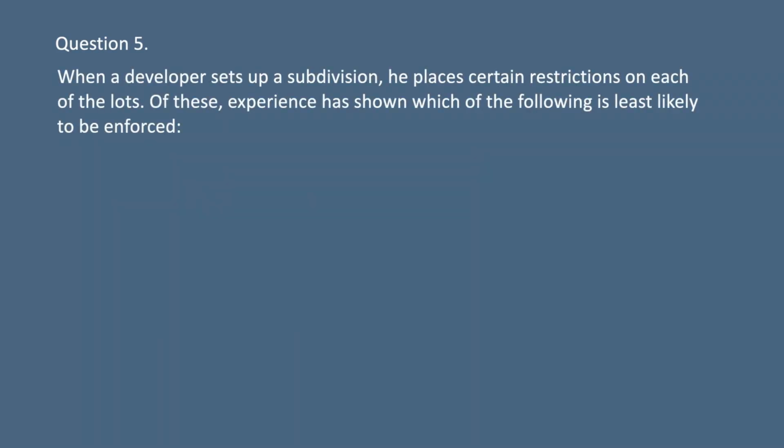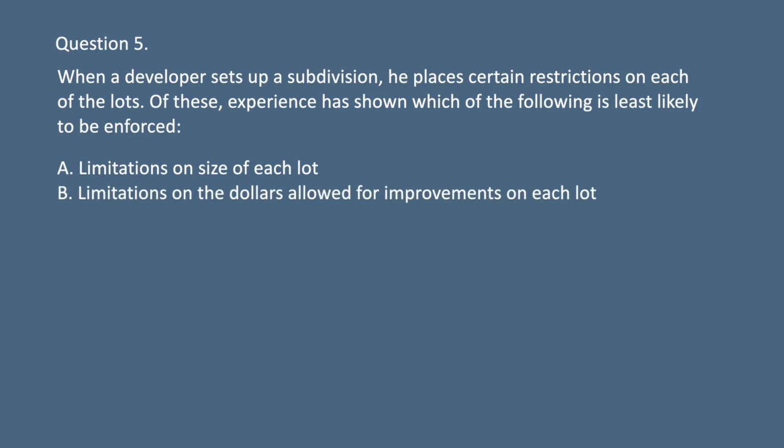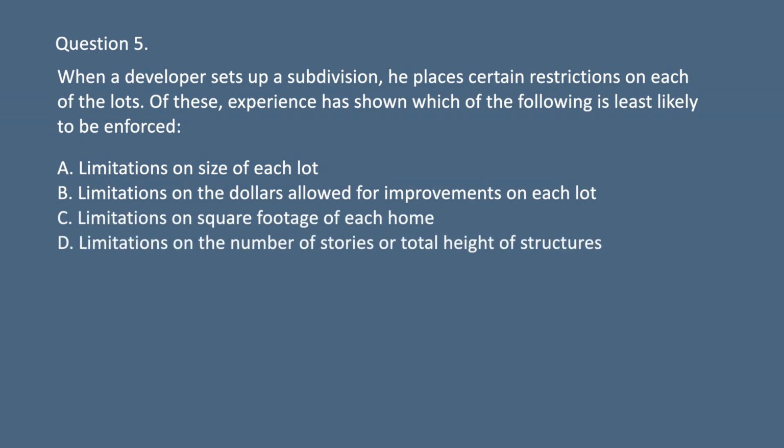Question 5. When a developer sets up a subdivision, he places certain restrictions on each of the lots. Of these, experience has shown which of the following is least likely to be enforced. A. Limitations on size of each lot. B. Limitations on the dollars allowed for improvements on each lot. C. Limitations on square footage of each home. D. Limitations on the number of stories or total height of structures.